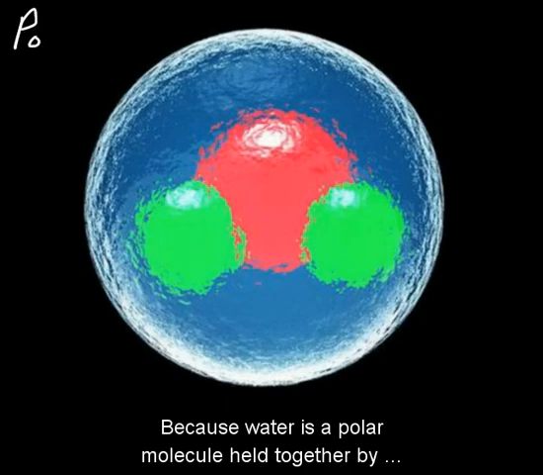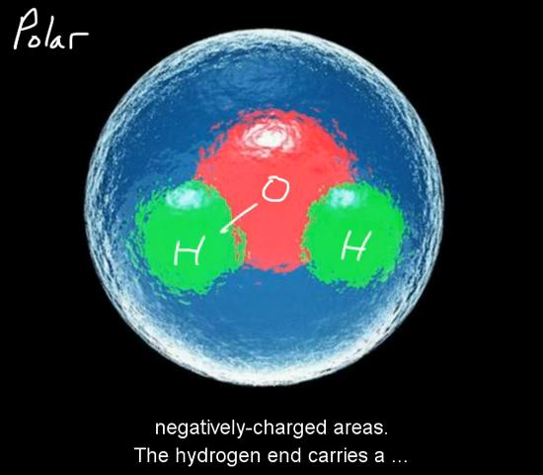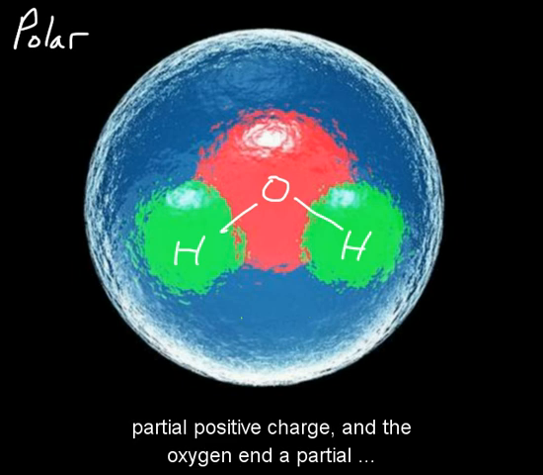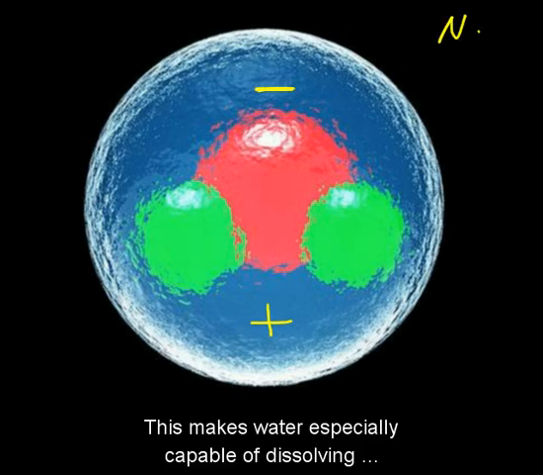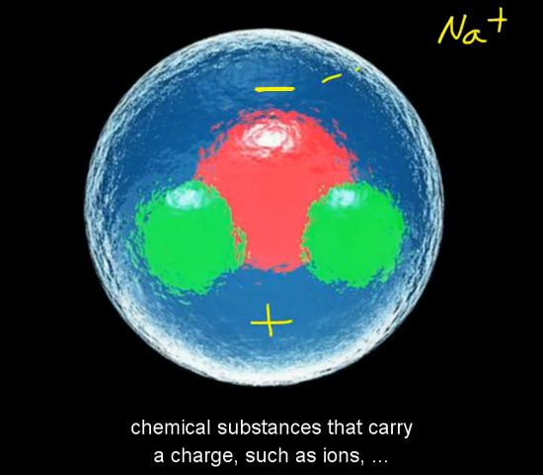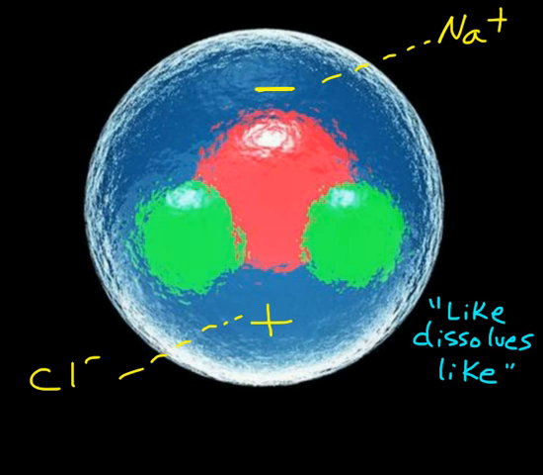Because water is a polar molecule held together by polar covalent bonds, it has both positively and negatively charged areas. The hydrogen end carries a partial positive charge, and the oxygen end a partial negative charge. This makes water especially capable of dissolving chemical substances that carry a charge, such as ions, or other polar molecules. Like dissolves like.